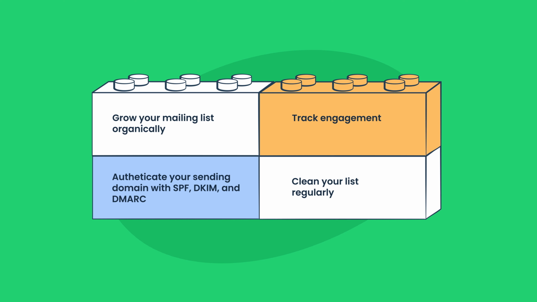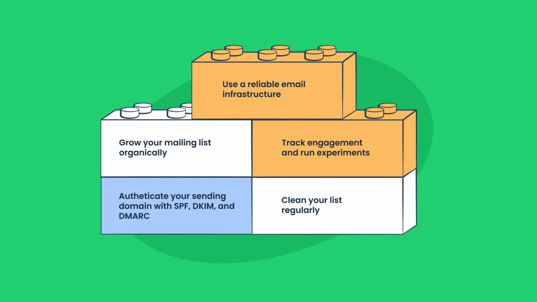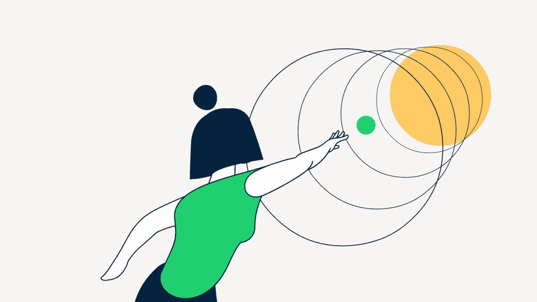Track engagement rates. If they're low, experiment with your email content, schedule, and campaigns to regain the attention of your subscribers. Use a reliable email infrastructure, such as Mailtrap, to always keep your sender reputation in check. That wraps up our quick overview of email sender reputation.